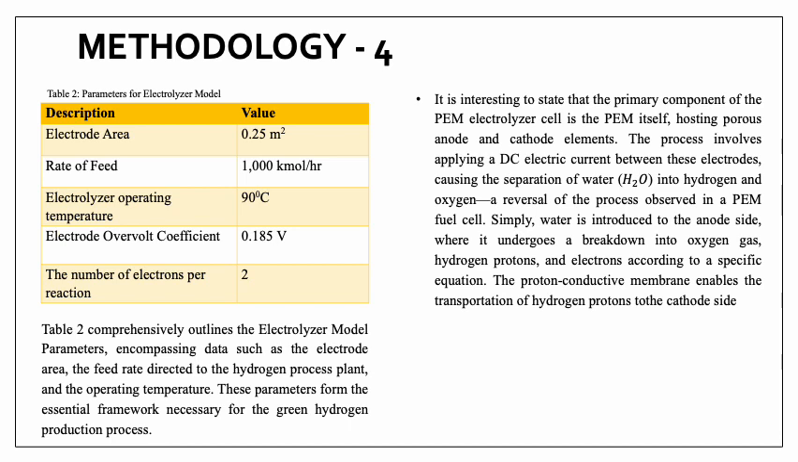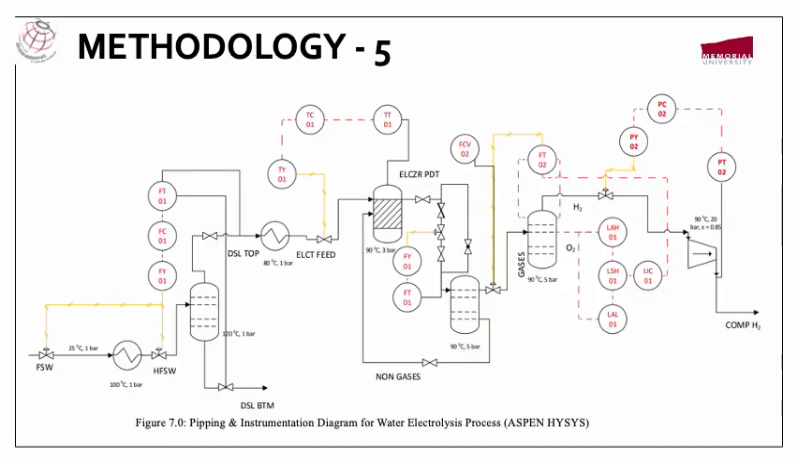We're able to come up with a model where we have the electrode area of 0.25 meters squared, the rate of feed as 1000 kilomole per hour, the operating temperature 90 degrees, the number of electrons per reaction as 2. So basically, when electrical current is passed through this electrolyzer, the electrolyte is going to break down into ions, with the hydroxide ion moving towards the cathode and the oxygen ion moving towards the anode.